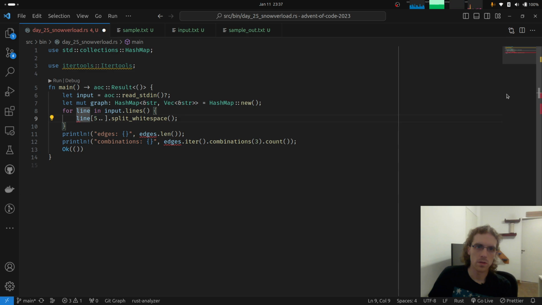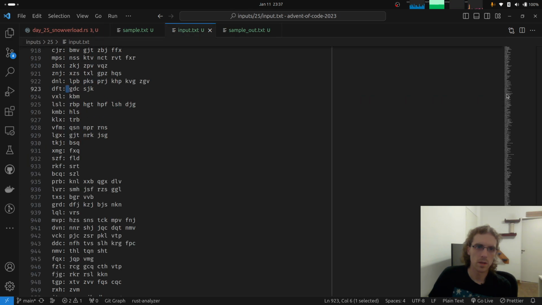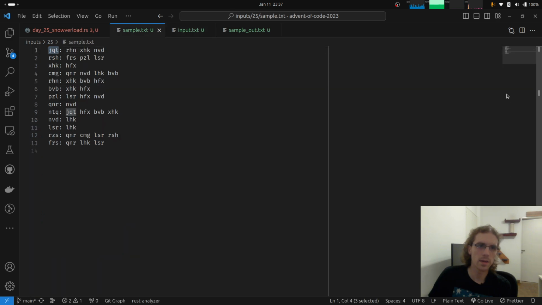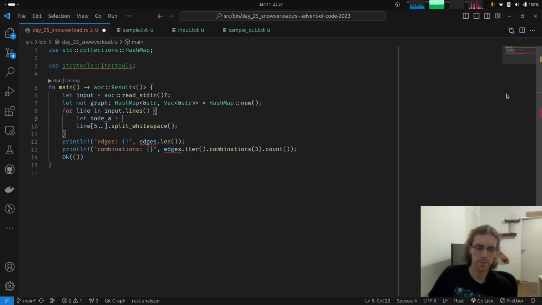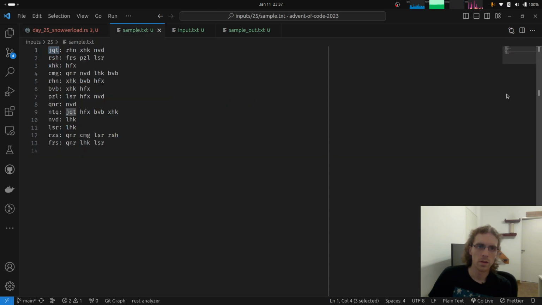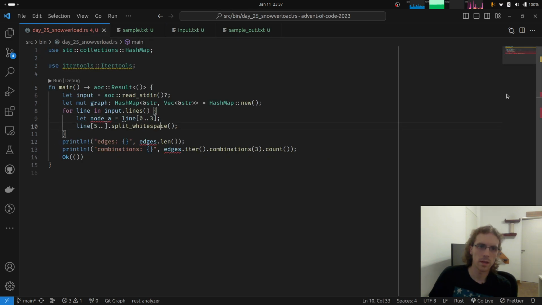So what are we going to do? We are gonna grab the key. Well, the key is like the name of a node. So let's say node 1, node A, whatever, is gonna be the first 3 characters, and then we're going to iterate this for node B in these things.